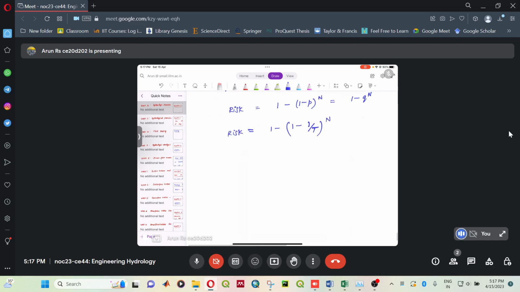In this question they have given the return period of 100 years and the lifespan as 50 years. So the risk will be 0.395, which is 39.5%. So there is a 39.5% risk that a 1 in 100 year event can occur within the 50 year life of the structure. That is what this means.